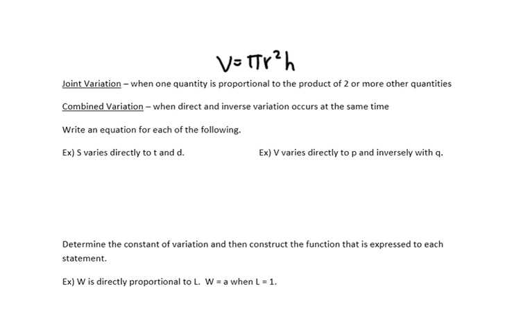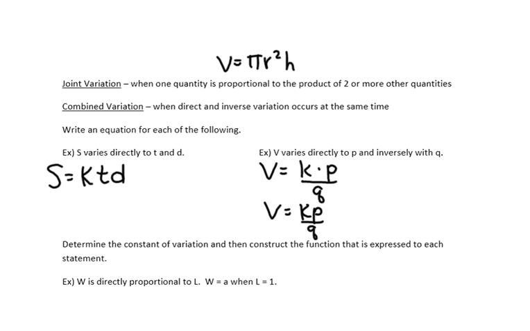So let's write an equation for each of the following. S varies directly to T and D. Well, S equal to, don't forget your constant of variation, k times T and D because they vary directly. Now V varies directly to P and inversely to Q. Well, that's V equal to k times P over Q, and I can rewrite that as kP over Q.